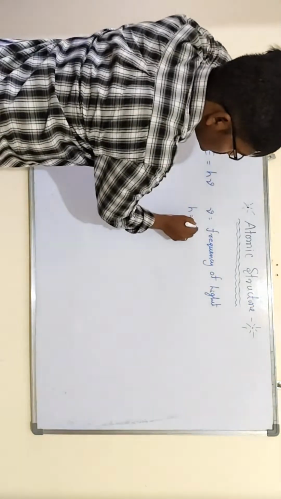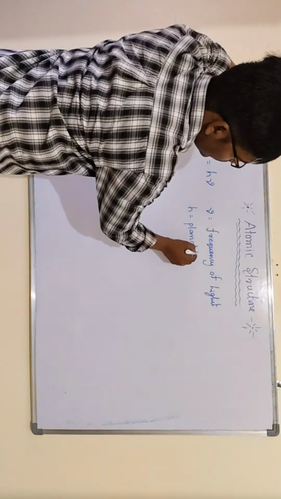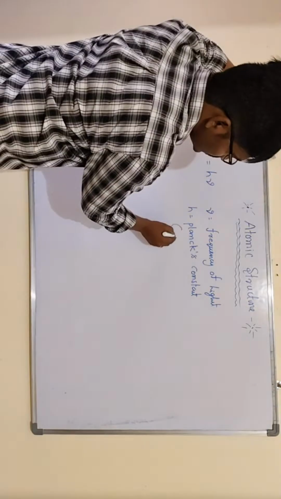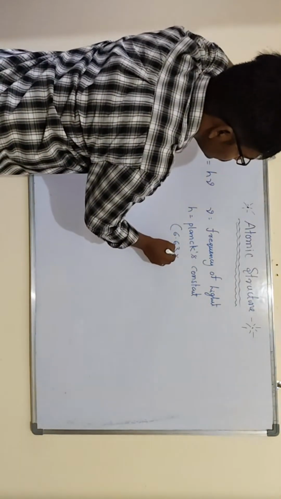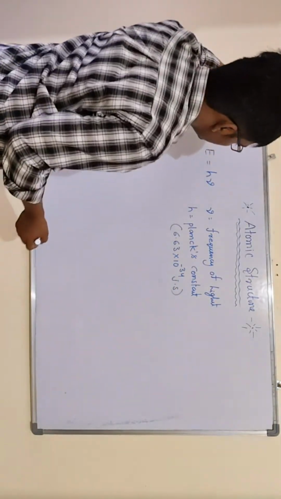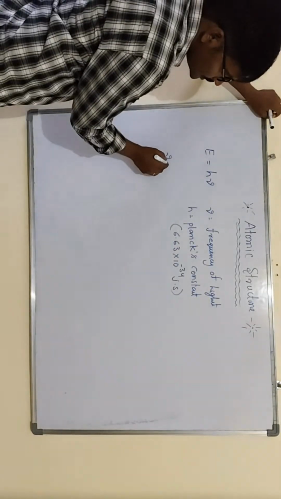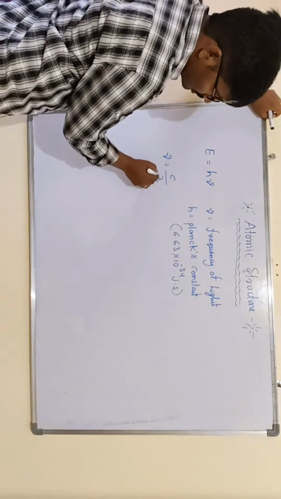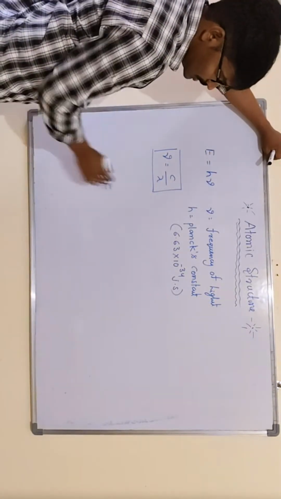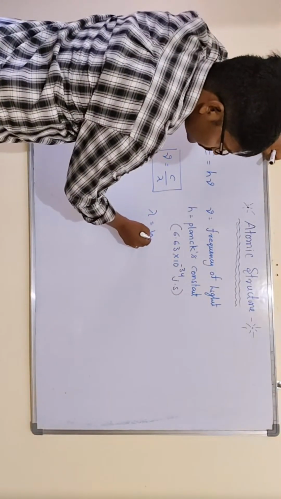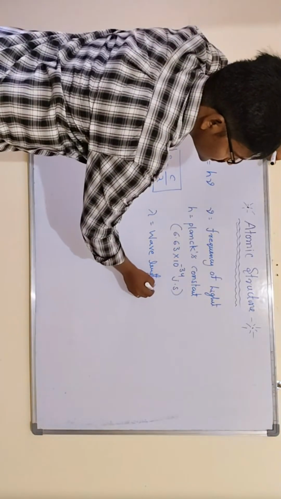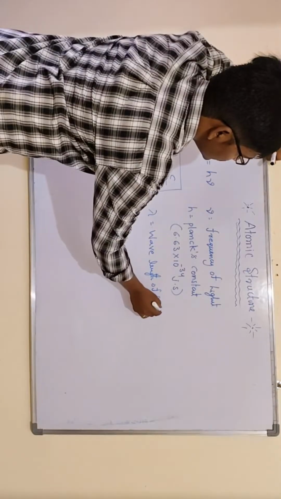h is Planck's constant. The value of Planck's constant is 6.63 into 10 to the power of minus 34 joule seconds. Here frequency nu equals c by lambda. Lambda is nothing but the wavelength of light. So what is the wavelength of light?